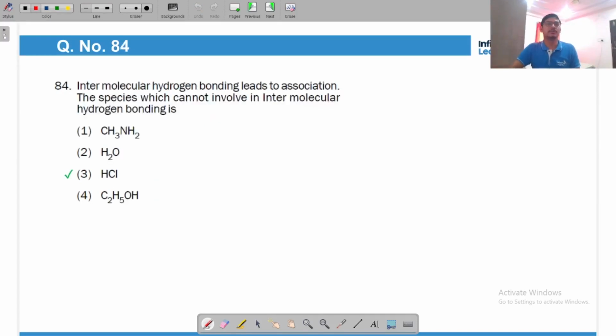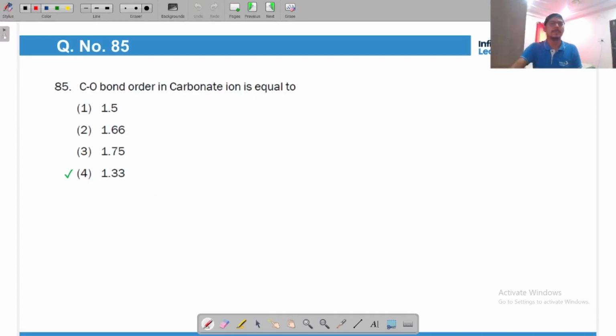Intermolecular hydrogen bonding leads to association; which cannot involve intermolecular hydrogen bonding? HCl does not show hydrogen bonding. Amines, alcohols, and water do. C-O bond order in carbonate ion you guys can find out, right? Because of resonance, the bond order is averaged out. Total number of bonds is 4, and the bond positions are 3. So the average bond order is 4 by 3, which is 1.33.